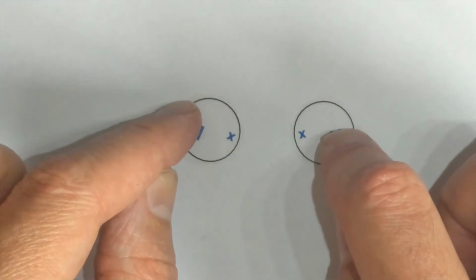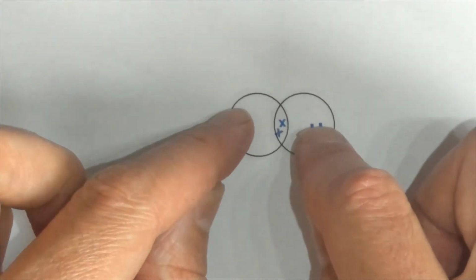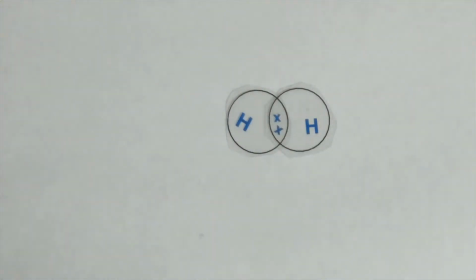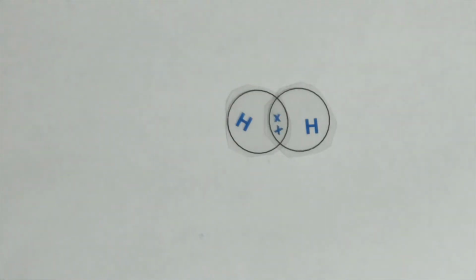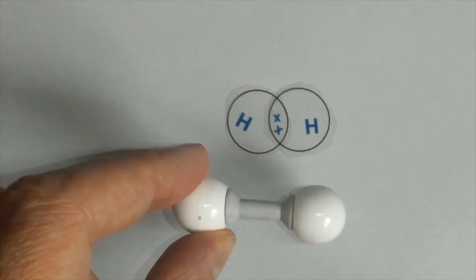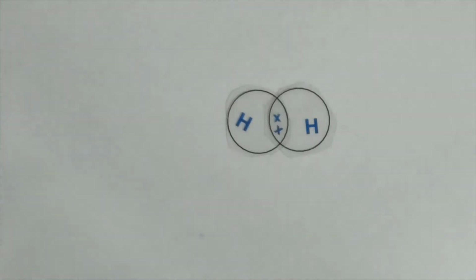So what the hydrogen atoms do is they share their electrons like this to form a covalent bond, and you'll see that each hydrogen atom now has 2 electrons present in that first energy level. And we now have a hydrogen molecule with a covalent bond between the 2 atoms. You could show it like this if you used a molecular model.